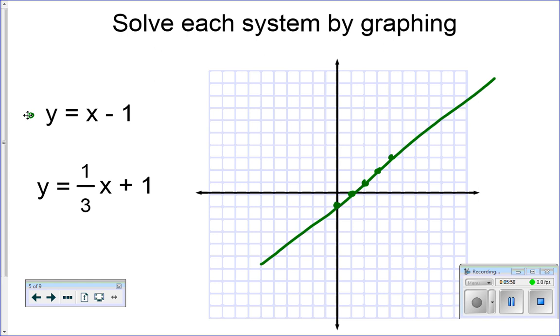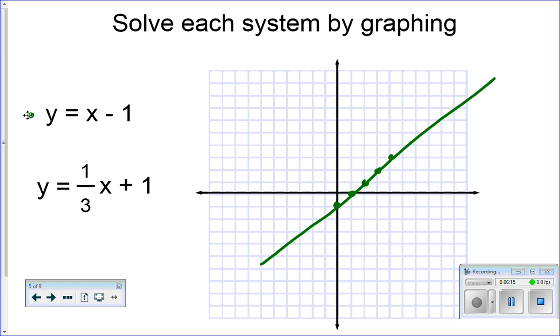Yep, draw a line through it. And make sure it goes a little ways. Kind of like the stained glass window. We took it a little ways, but it didn't go through the whole page. So that's line one. So then graph the next one.